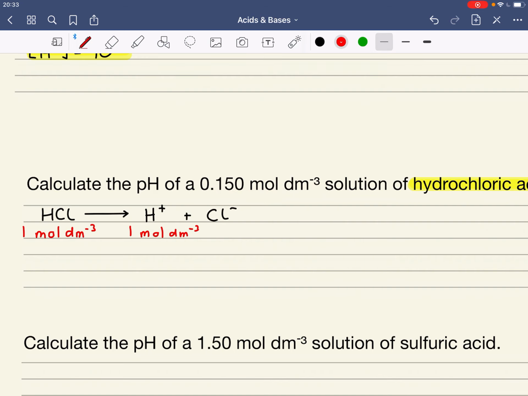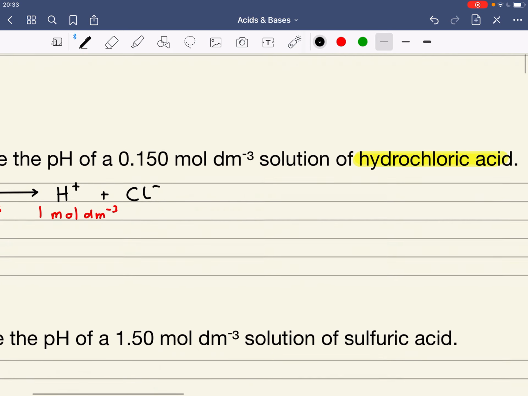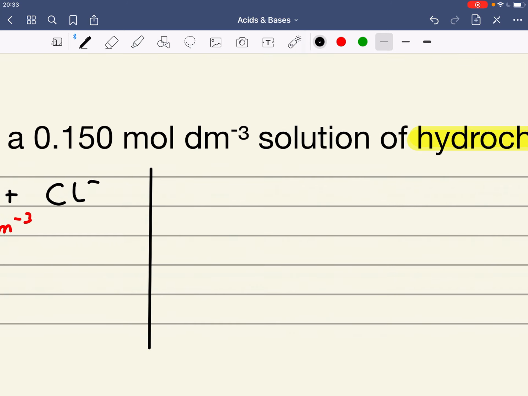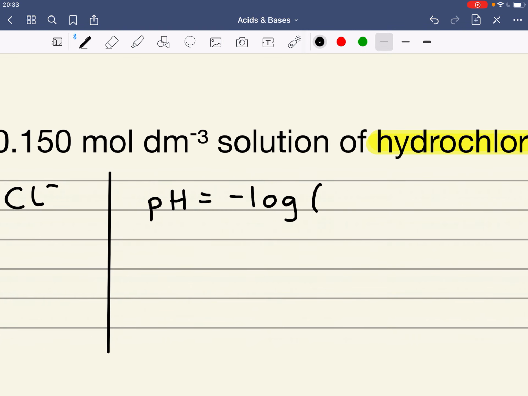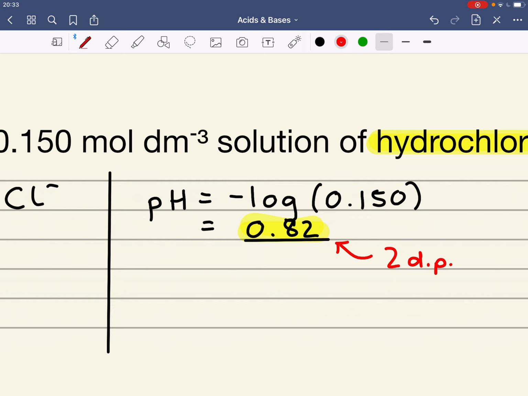So if I want to work out the pH of this solution, I would then simply do that pH then is equal to minus log of this concentration of HCl, so minus log of 0.150, and that would give me an answer of 0.82. pH is quoted to 2 decimal places.